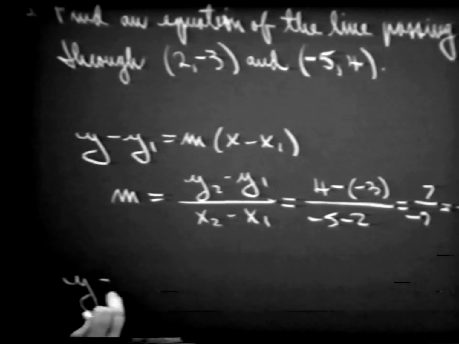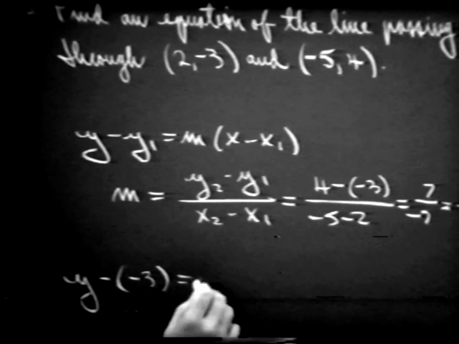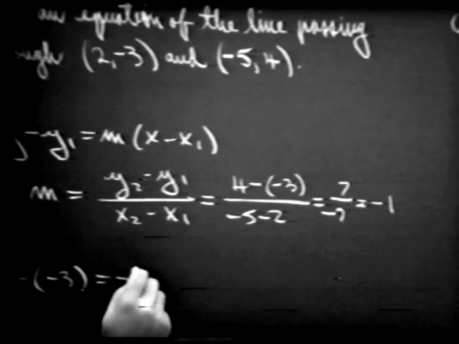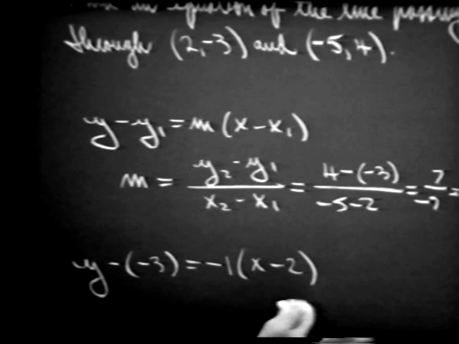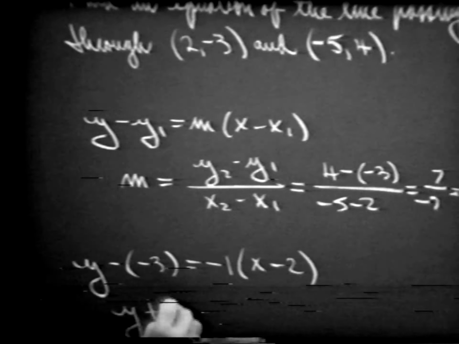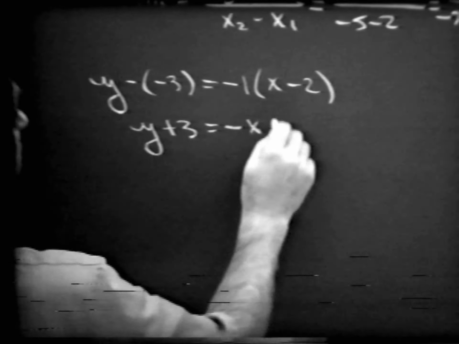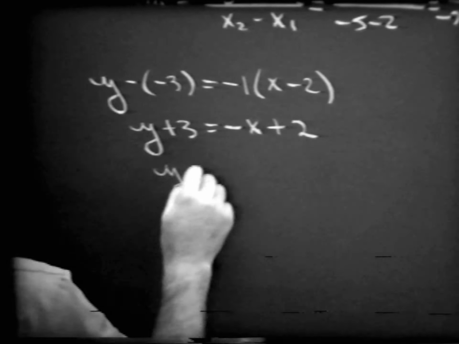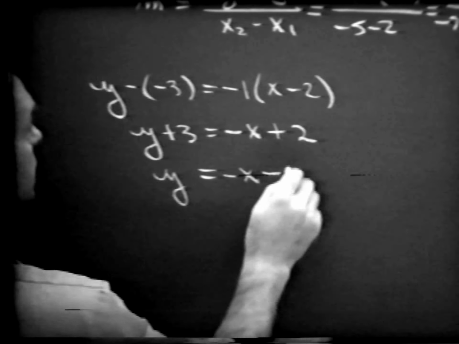Y minus, what then may we say? Negative 3 is equal to m, which is what number? Negative 1 times x minus 2. And let's see then what we have. This is y plus 3 then is equal to the opposite of x. And what may we say here? Plus 2. And here then we have y then is equal to the opposite of x minus 1.